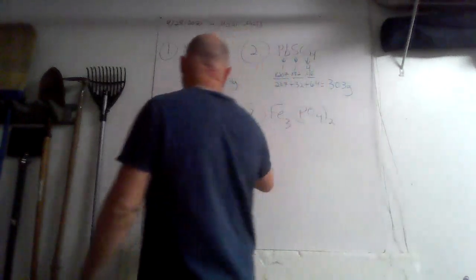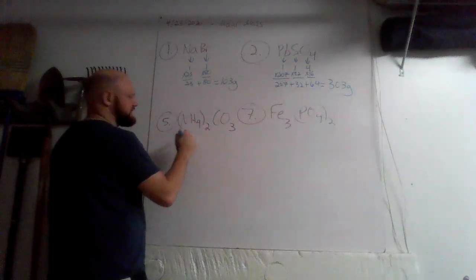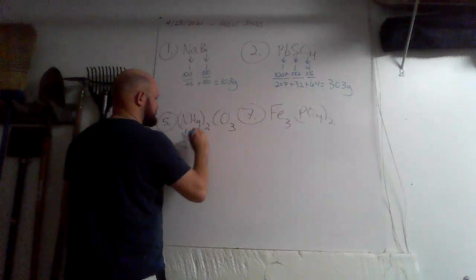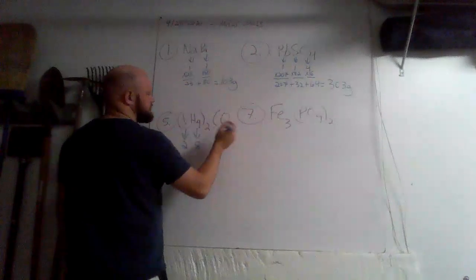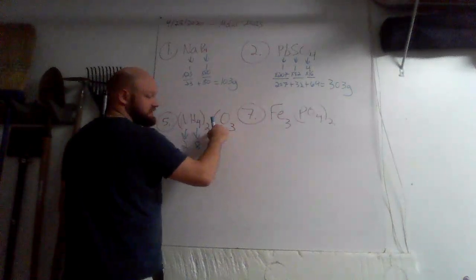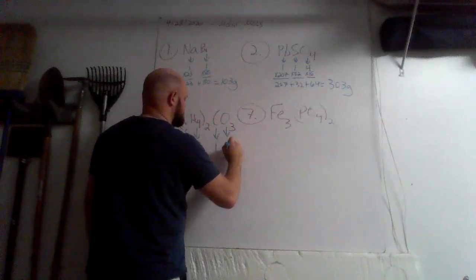Okay, ammonium carbonate, (NH4)2CO3. So this 2 distributes to everything in here. That means I have 2 nitrogens. 2 times 4 equals 8 hydrogens. There's no number next to the C and there's no parentheses, so I have 1, and I have 3 O's.